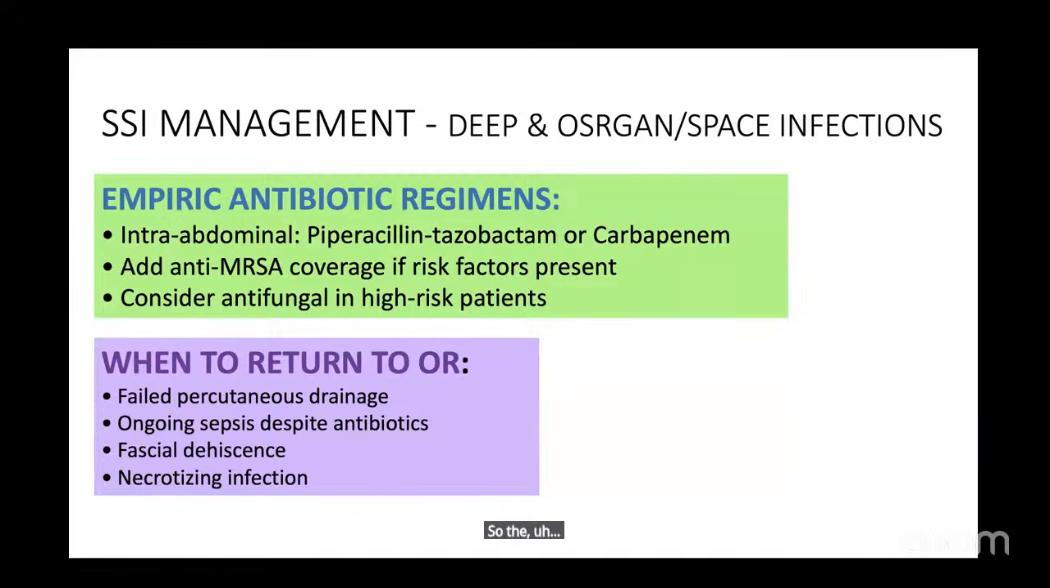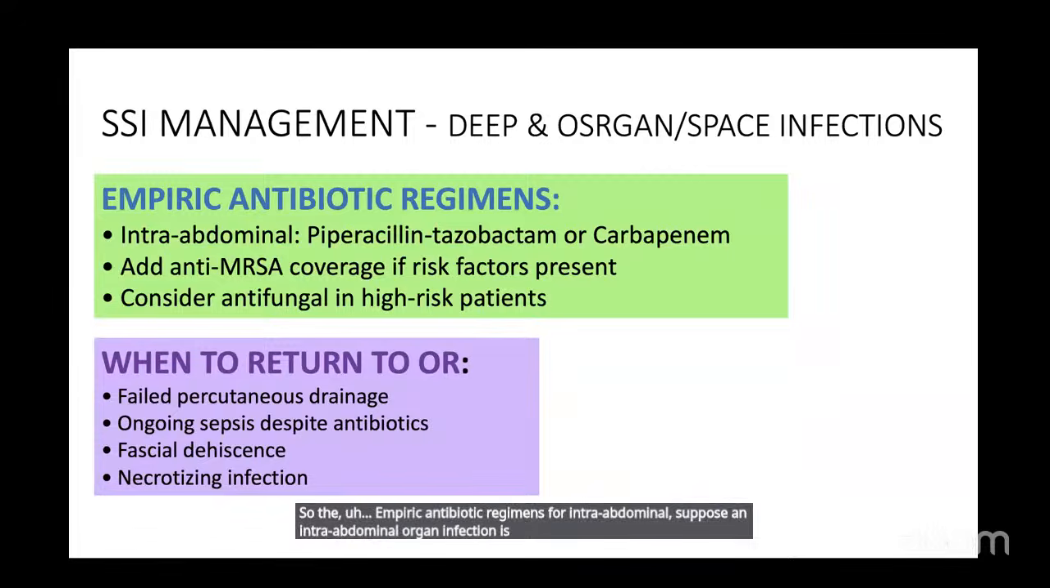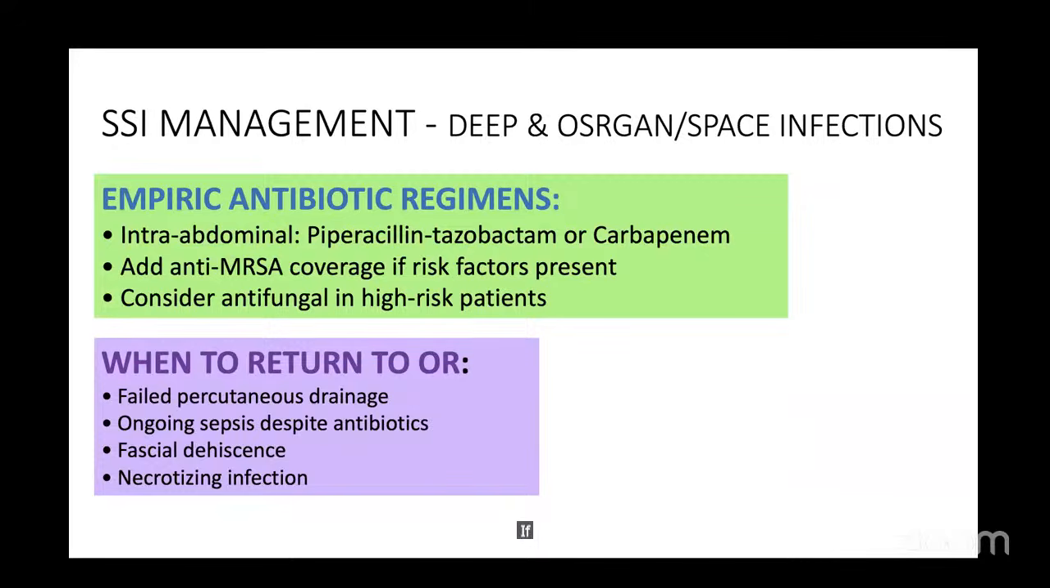The empiric antibiotic regimens for an intra-abdominal organ infection are piperacillin-tazobactam or carbapenem. If there are risk factors, you may have to give anti-MRSA coverage. So when you have a very high risk patient and an organ space infection, you may have to consider giving antifungal therapy also, because these are all immunocompromised patients.